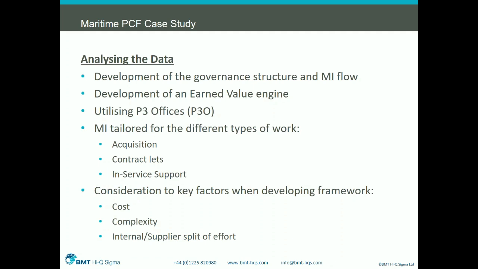The key message here was consistency of MI following standard reports and making sure that anyone that touches these reports knows what they're looking at and how to review it. Next was utilising our P3 offices. So within the domain, we're trying to make sure that they add value.